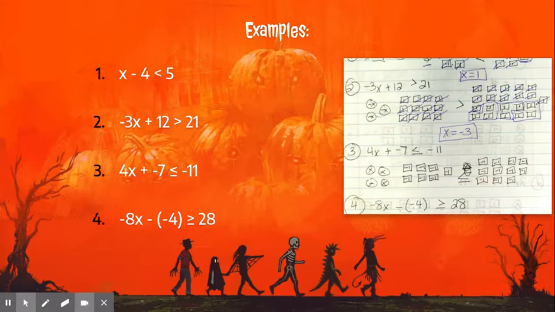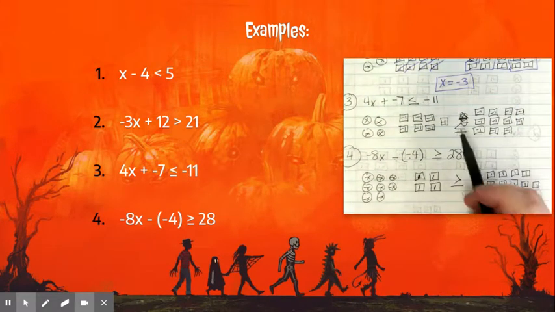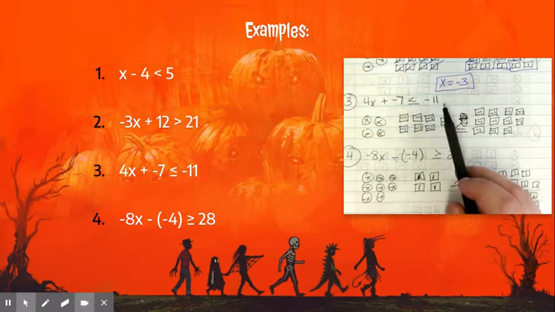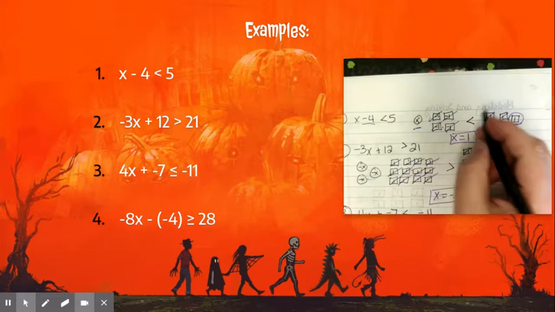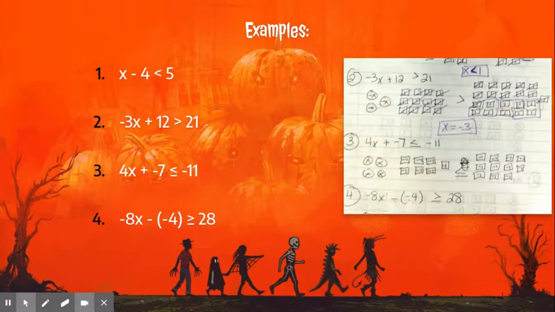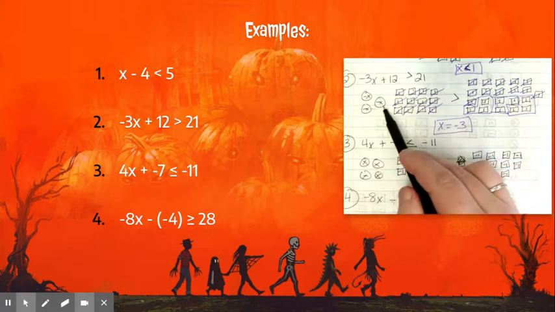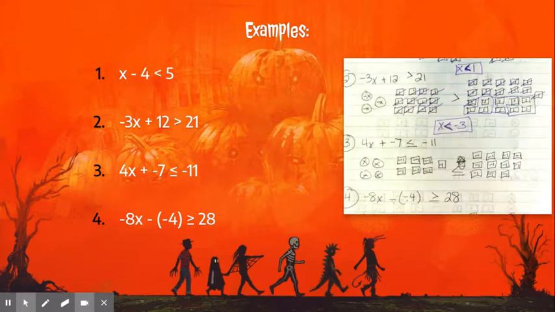Okay. Next one, 4x plus negative 7 is less than or equal to negative 11. I'm sorry, guys. This should be less than. I'm using the wrong symbols here. This one, because it was greater than, but we divided by a negative, my x was negative over here, we're going to switch it and make it less than as well.